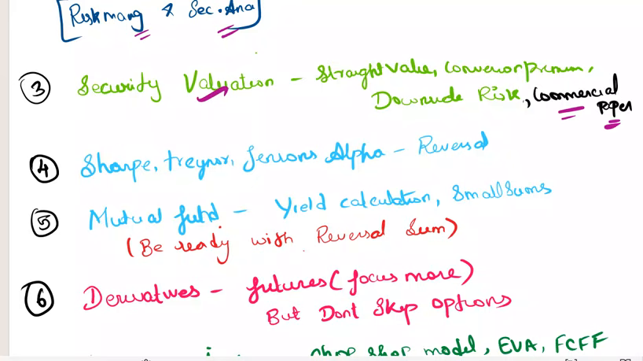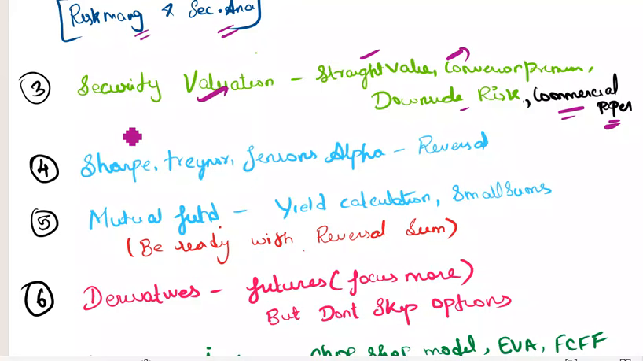Next, when we go to security valuation, I want you to concentrate on commercial paper. These areas are being tested. It may come for around 4 marks, but you have to be prepared. Commercial paper dirty price was tested in an earlier attempt, so be thorough with commercial paper and other questions. And for straight value, conversion premium, downside risk, there will be a question related to this. Please be thorough with this.